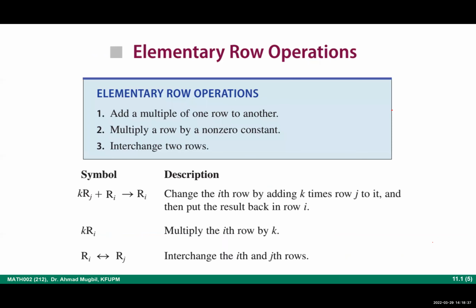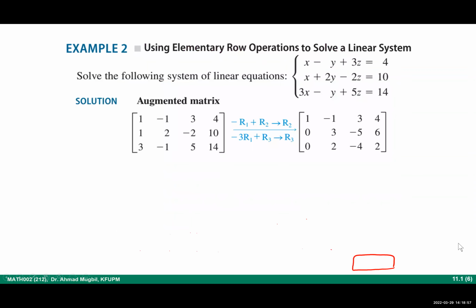If you are doing one of these 3 operations, do whatever you want. You can multiply a row by any number other than 0. You can multiply a row by any number other than 0 and add it to any row and write the result in that row. You can interchange any 2 rows, and these are the only 3 operations that we have.